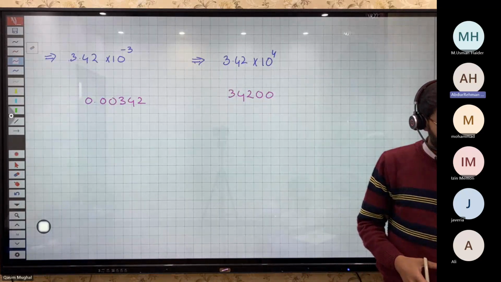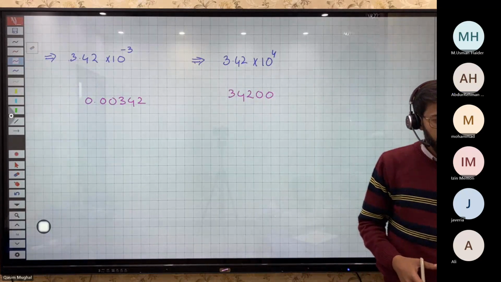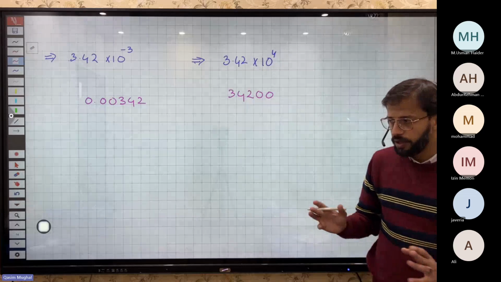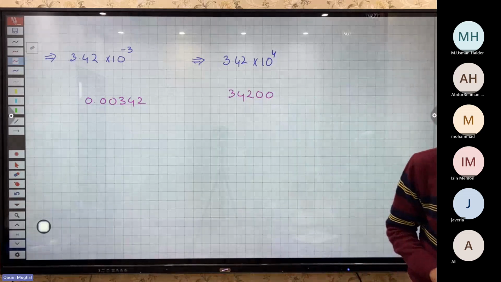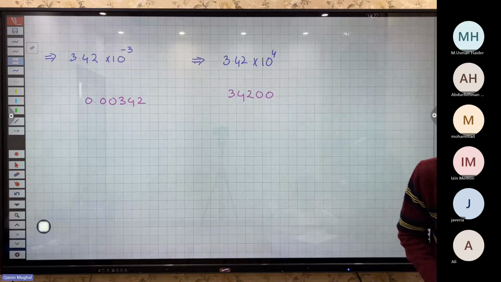Sir, isn't it moving 3 spaces to the right? Okay. Sorry. I'm taking a question from the class here as well. Yes, come on, go on.